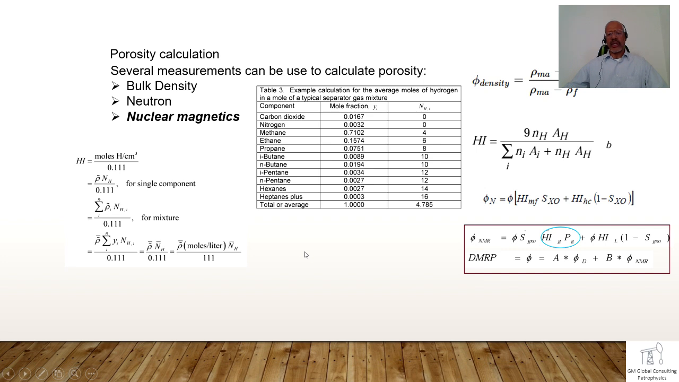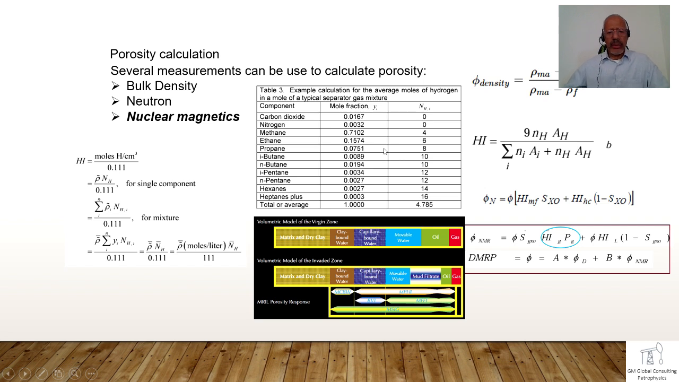Similar goes to nuclear magnetics. We need the hydrogen index. Again, CO2 is 0. These are the typical models used by the NMR, the virgin zone and the invaded zone. Now the invaded zone will have another additional component, which is the CO2.